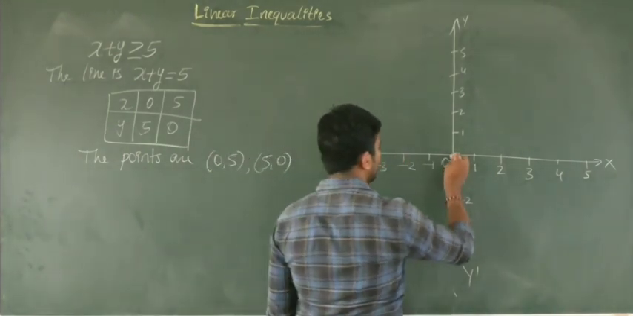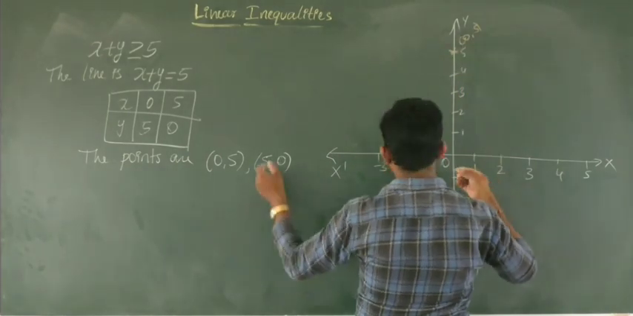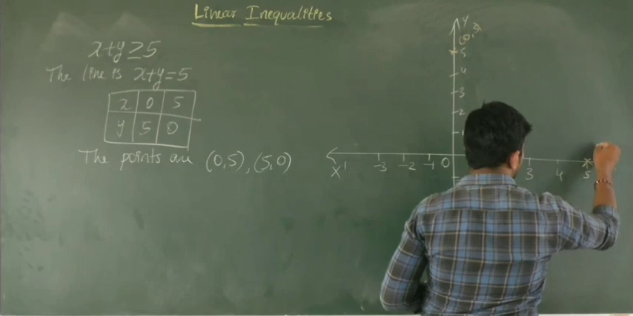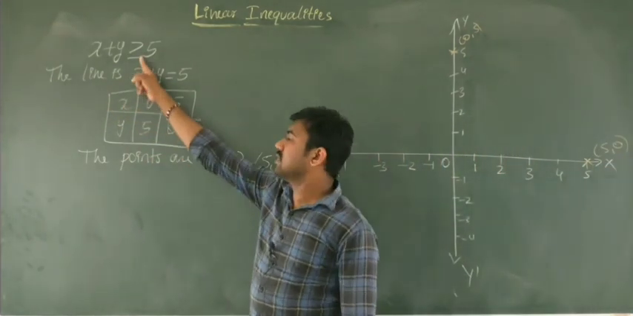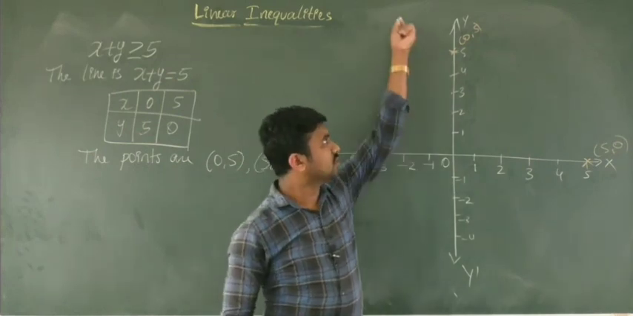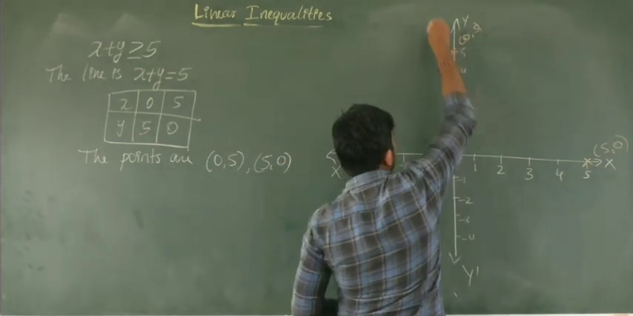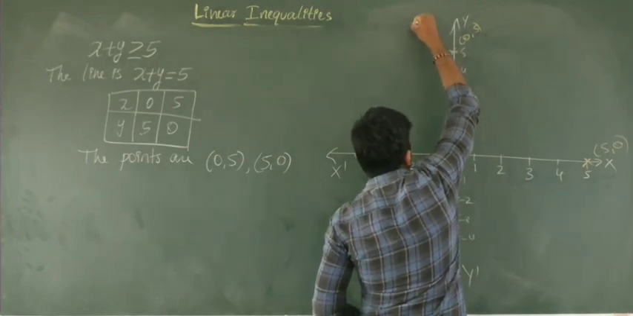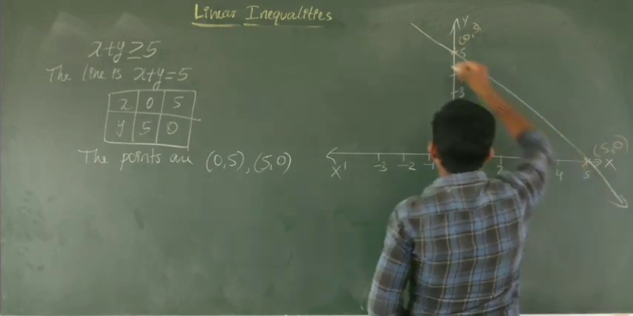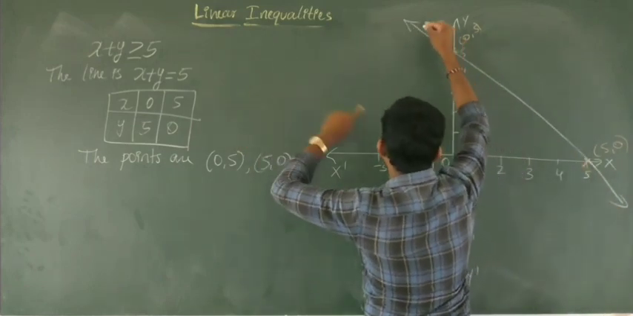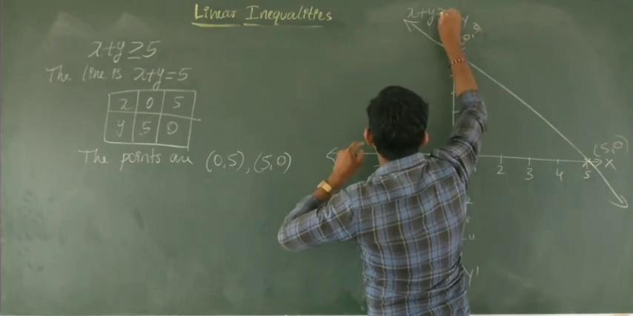Here this point is (0, 5). And the next point is (5, 0). This point is (5, 0). The given inequality is a slack inequality, so join the points using a thick line. Draw a thick line from this point to this point, and mention the equation of this line. What is the equation of this line? x plus y is equal to 5.